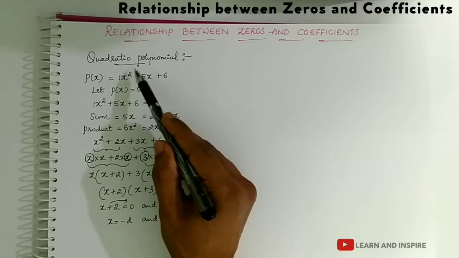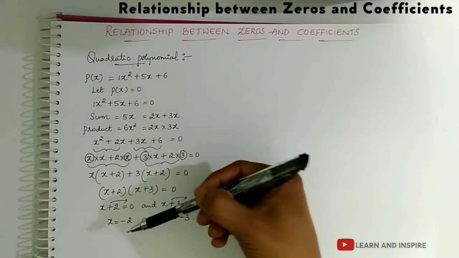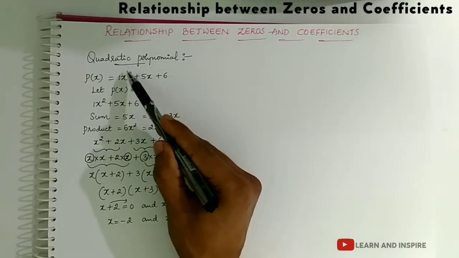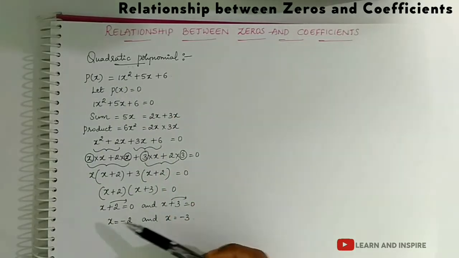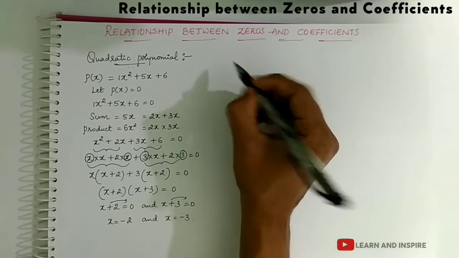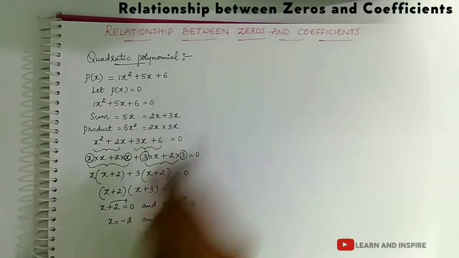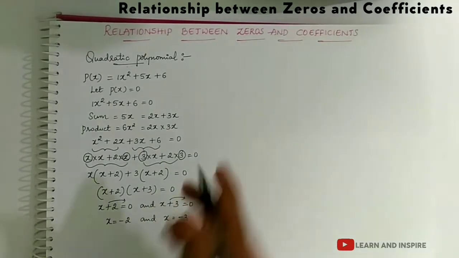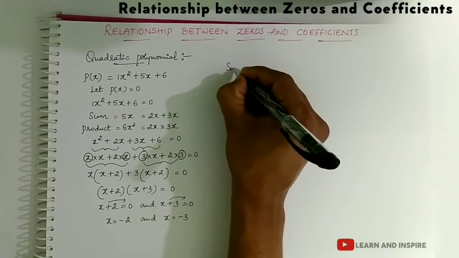So what is the polynomial? x square plus 5x plus 6. In a quadratic polynomial, the degree is 2, so we get two zeros of the polynomial. From this we can relate the zeros and the coefficients. First, I write the sum of the zeros. These are the two zeros. So I write the sum of the zeros.